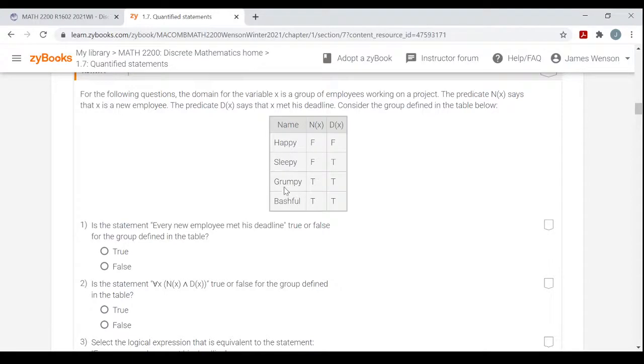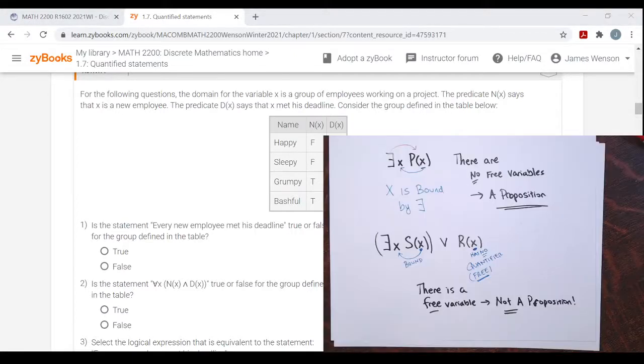So here we have a table where the domain is the group of employees working on the project. The domain is all these four employees: happy, sleepy, grumpy, bashful. Some of the seven dwarves. You don't have to think of them that way, but here's the domain: just these four people. And then the truth value for each of the predicates. Let me show you what this table is telling us here.